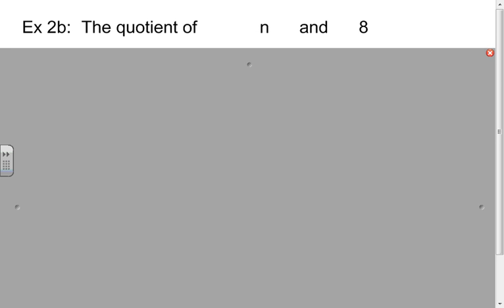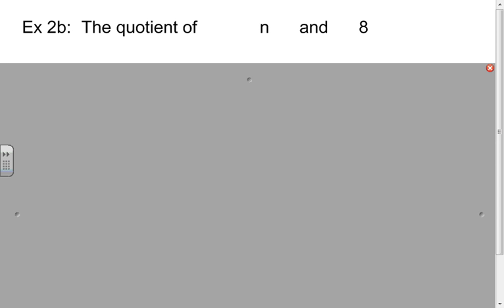One more example here in part A. Example 2b, the quotient of n and 8. N's my variable, so it stays the same. 8 is just a number, so it stays the same. Quotient means division. And I see the word of again, but this time it's not by itself like it was in the last one.